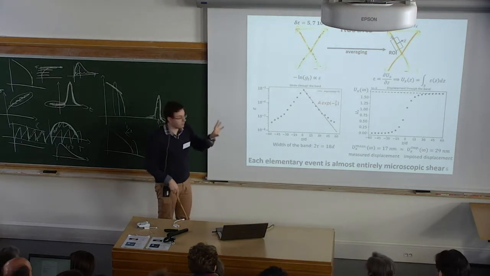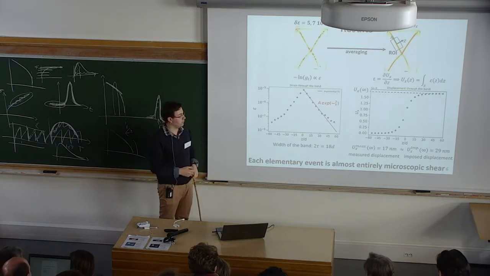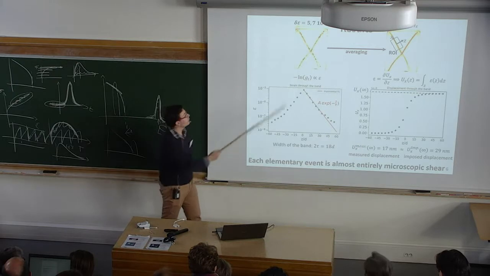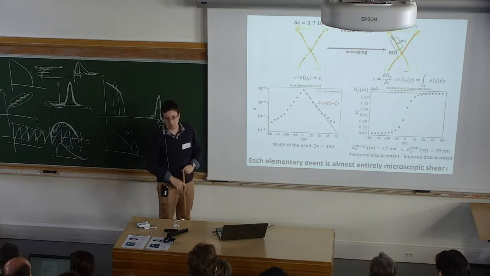So the two values are very close, and we can say that fluctuations are almost entirely macroscopic shear, because when we make an average of the fluctuations, we obtain the macroscopic displacement.